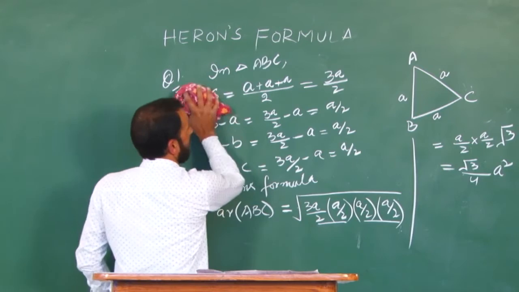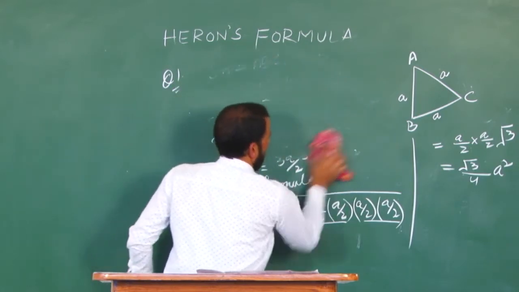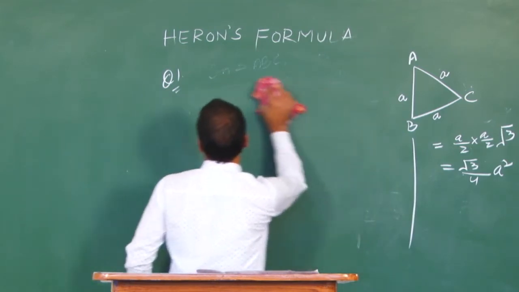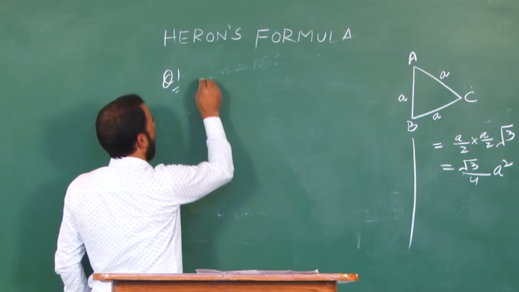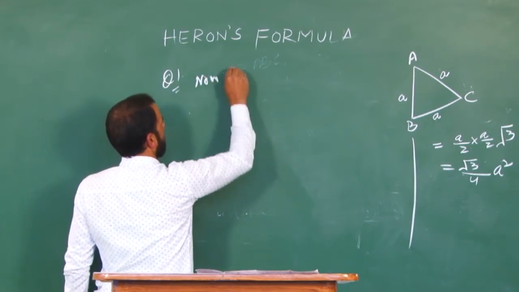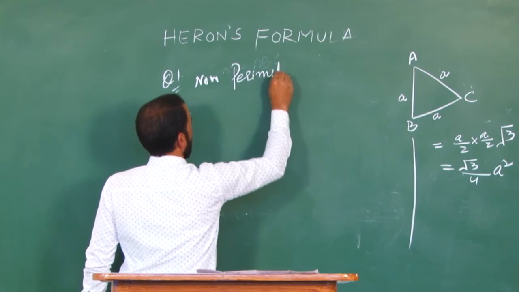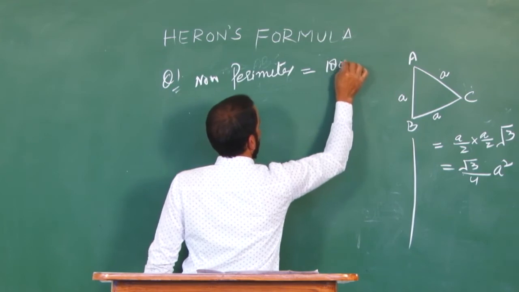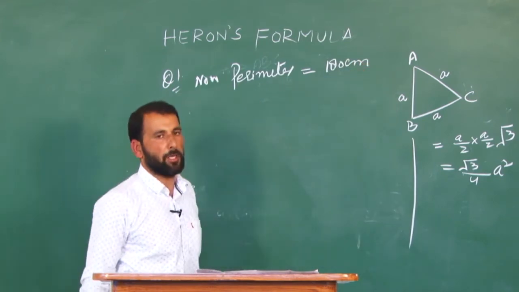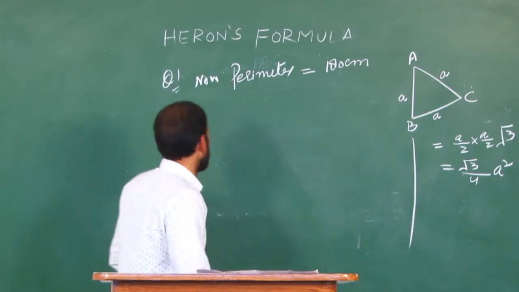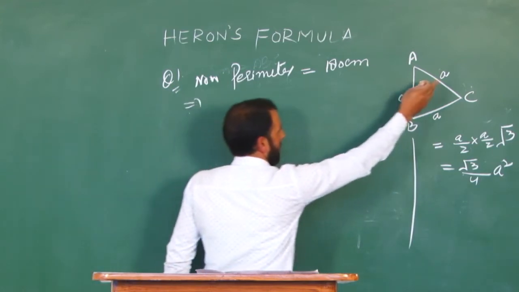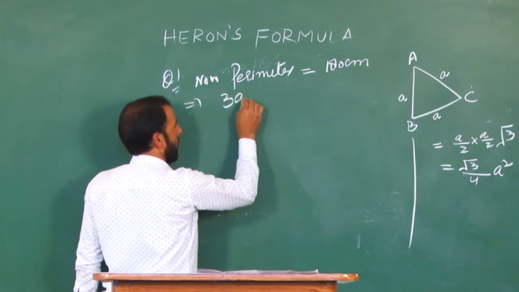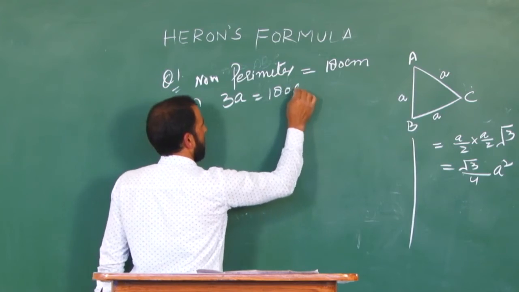So for the second part, we can write here the perimeter of the triangle means sum of all three sides of a triangle. That means perimeter, for the second part, is equal to 180 centimeter. But we know that perimeter means sum of all sides of a triangle. Sum of all sides means it is a plus a plus a. After the sum, we get a plus a plus a is 3a is equal to 180 centimeter.